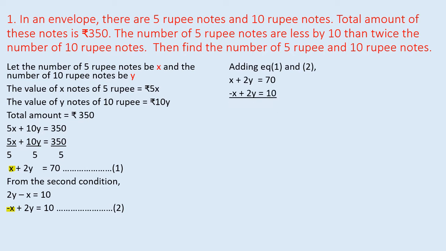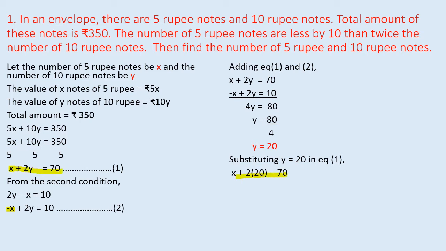x and x get cancelled. 2 plus 2y becomes 4y is equal to 80. So 4 will go to the other side and it will become divide by 4, and hence it will give me 20. So y is equal to 20, and we are going to substitute this value of y in any of the equations. If you see here, this was our equation 1. Here I have substituted the value, instead of y we have written 20, and this way we are going to find out the answer.